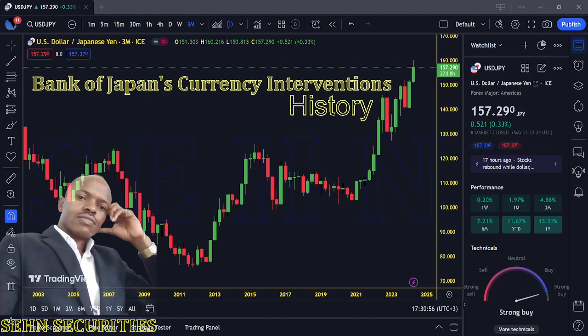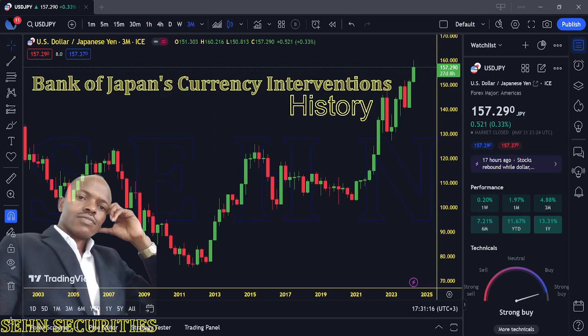Japan intervened again in August and October 2011 to curb the yen's gains, which officials feared could derail the recovery from the economic slump triggered by the earthquake and tsunami. The yen had become too strong, reaching levels around 75 per dollar, which was detrimental to Japan's economic recovery efforts.